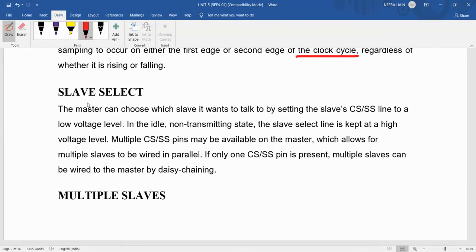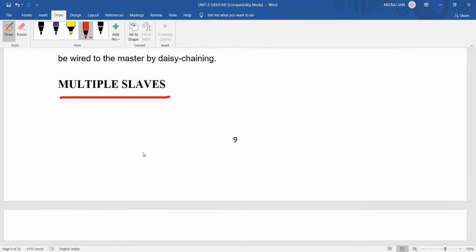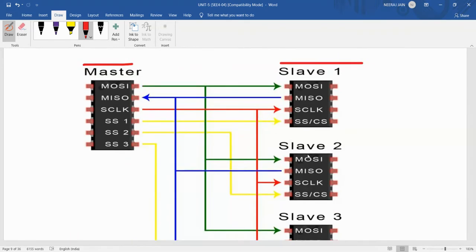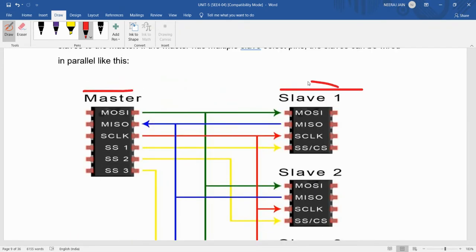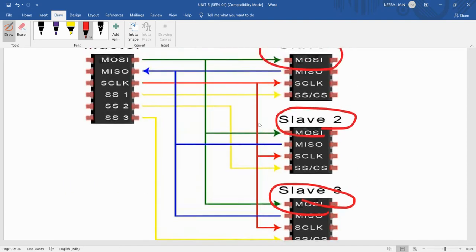Slave select: how do we select the slave, and what happens in the case of multiple slaves? So we can see the master and slave configuration. Here we are using multiple slaves: slave number 1, slave number 2, and here is slave 3. We are using 3 slaves, and these slaves communicate with a single master.